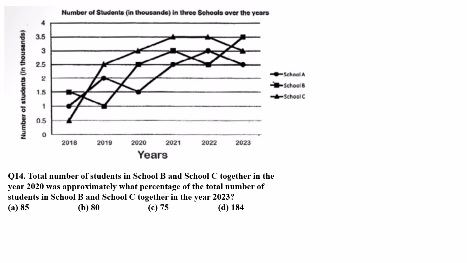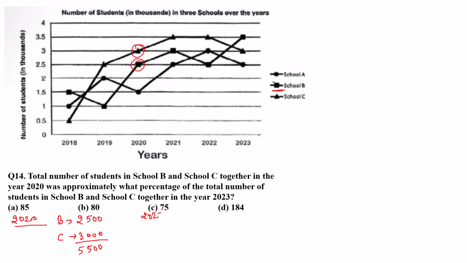So first of all, in the year 2020, school B is represented using which symbol? Just check the key here. School B is represented using a rectangle. And this is 2020. So this is the number of students, 2.5 into 1000, because data is given per 1000. So school B is having 2500 students. And school C, which is represented using a triangle, is 3000. Okay. So 2500 plus 3000, if you do, you will get 5500.